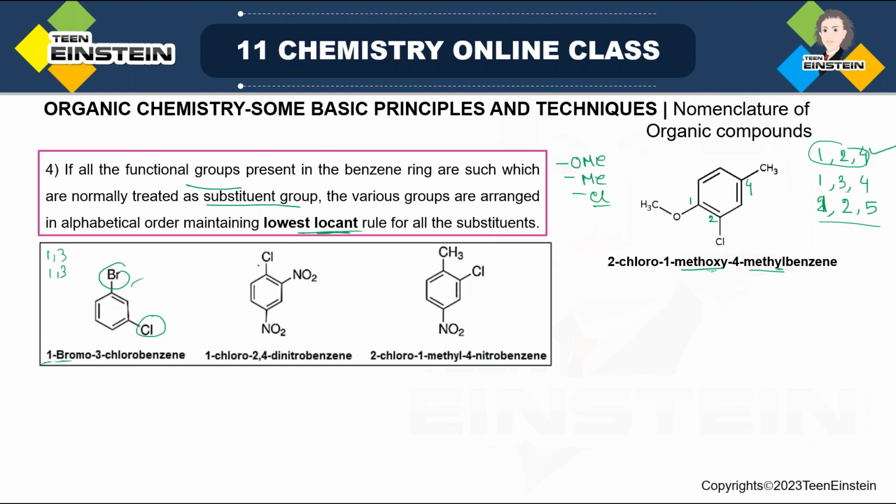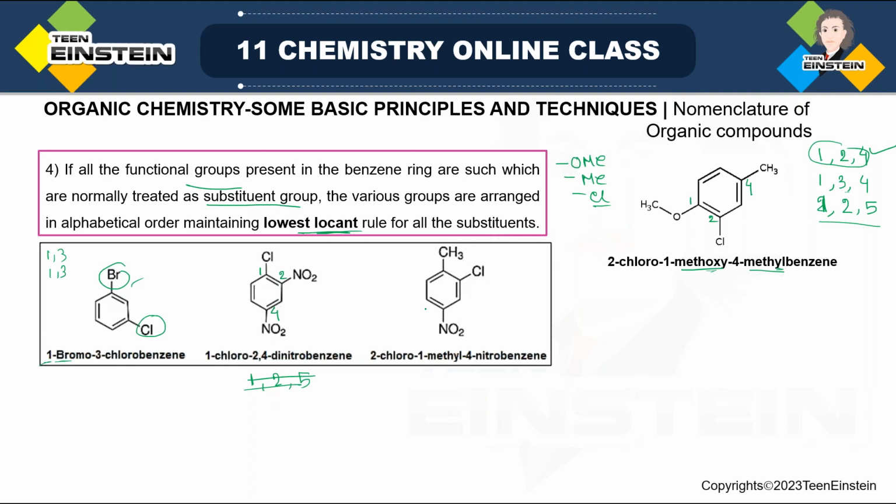Then the next one, here the correct numbering is this one, 1 to 4. Because if you try the other numbering, you will see it will violate. Suppose you are starting the numbering from NO2, then it will be 1, then 2, then 5. So it is 1 to 5, but here it is 1 to 4, which is preferred. So that is why this is not correct. And chloro will be before nitro. So 1-chloro, then 2-dinitro.